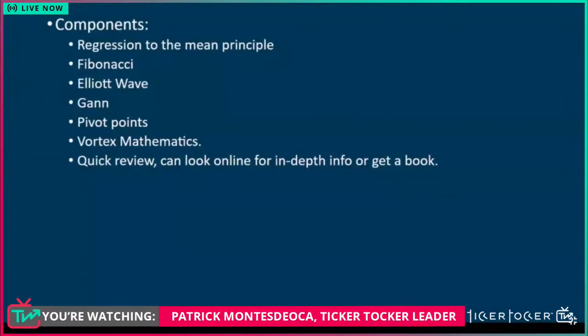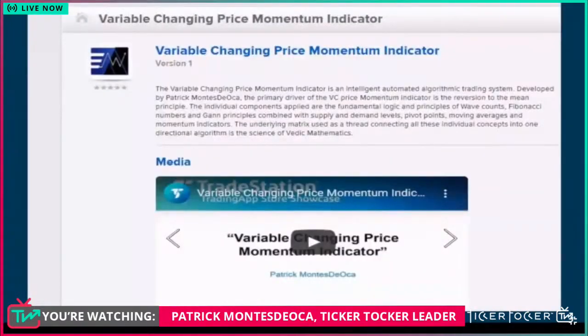The VCPMI currently runs on six markets: gold, silver, soybeans, E-mini S&P 500, crude oil, and we have added Bitcoin. The program is completely automated using TradeStation Technologies, Inc., and is available from the TradeStation App Store.